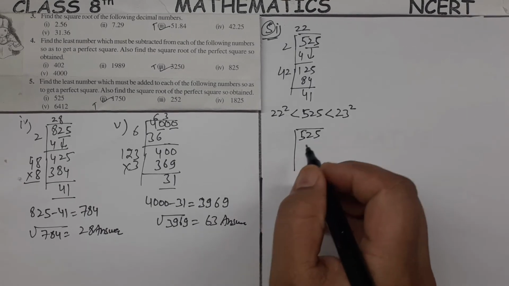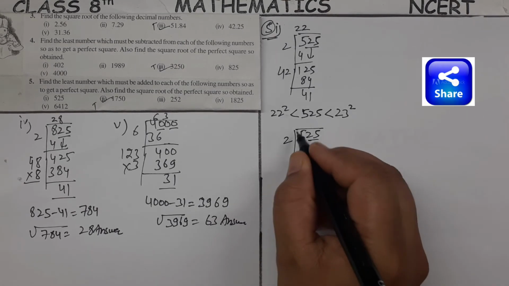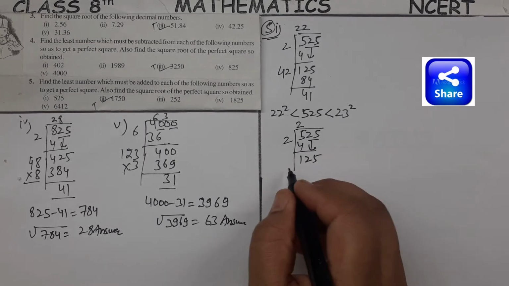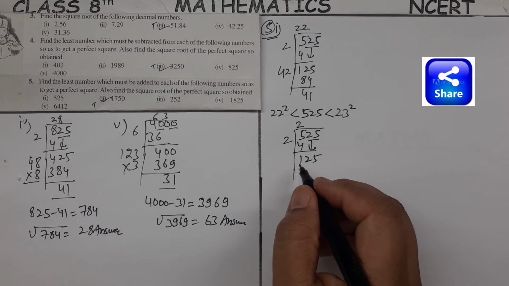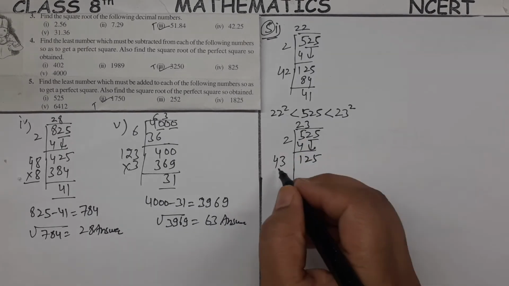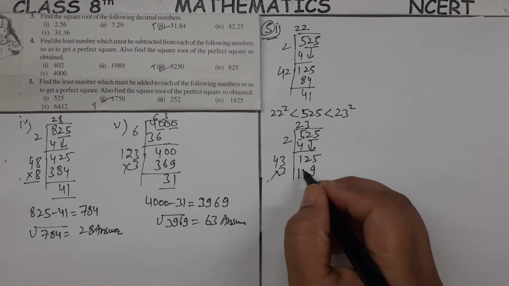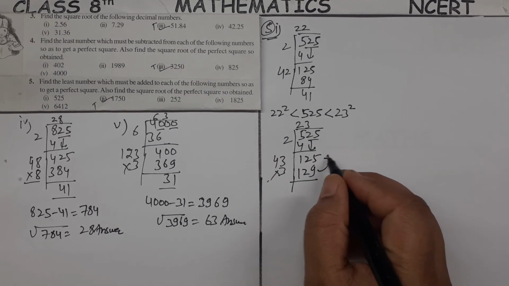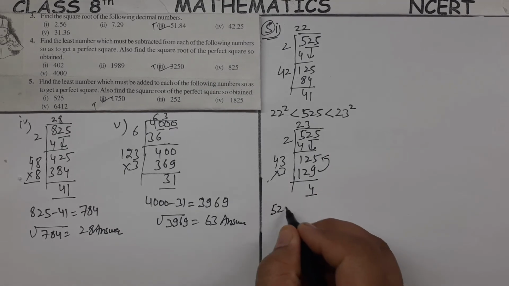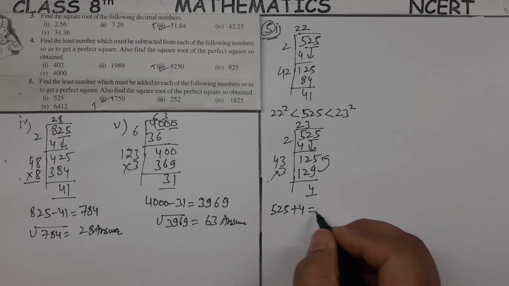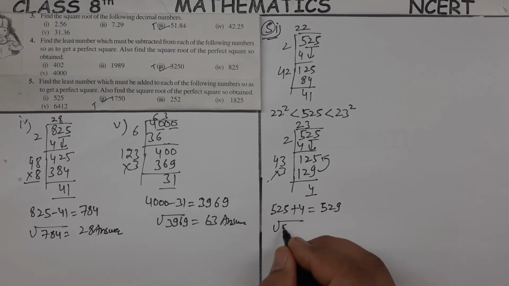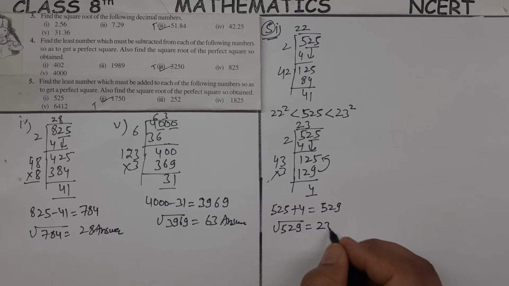Let me do it again. 2 2s are 4. Subtract 1. Pair 25, double of 2 is 4. Here we will write 3, multiplied by 3. 3 3s are 9, 3 4s are 12. Subtract, 9 minus 5 makes 4. That's why we have to add 4 to 525. We have 529. Hence the square root of this number is 23.